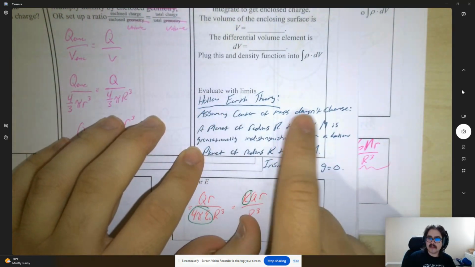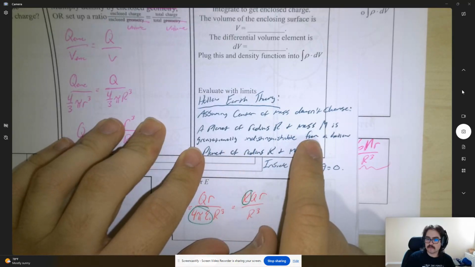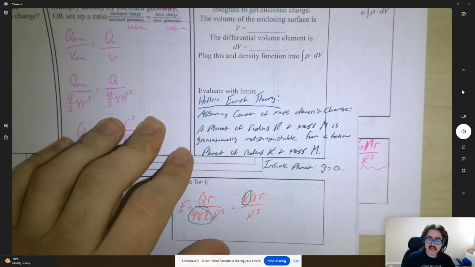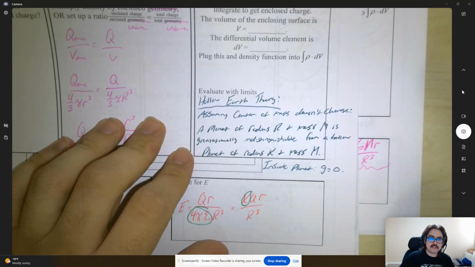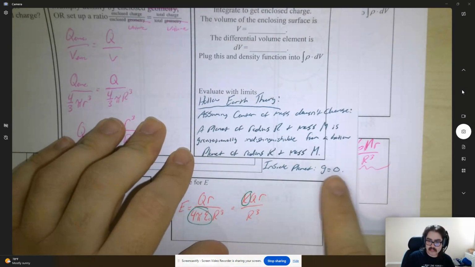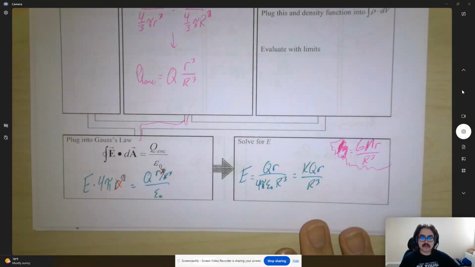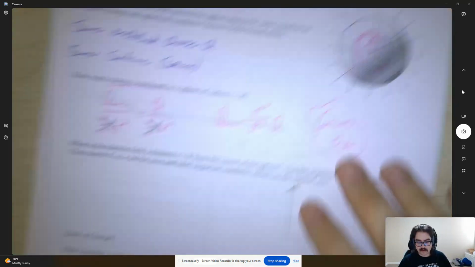But assuming the center of mass doesn't change, a planet of radius r and mass m is gravitationally indistinguishable from a hollow planet of radius r and mass m. So if you have the same mass and the same radius in two planets and the center of mass doesn't change, then the two planets are going to be identical to each other. And then inside the planet, your gravitational field is going to be zero. So planets function almost exactly how conductors do in electrostatics. Okay, but with gravity, of course.